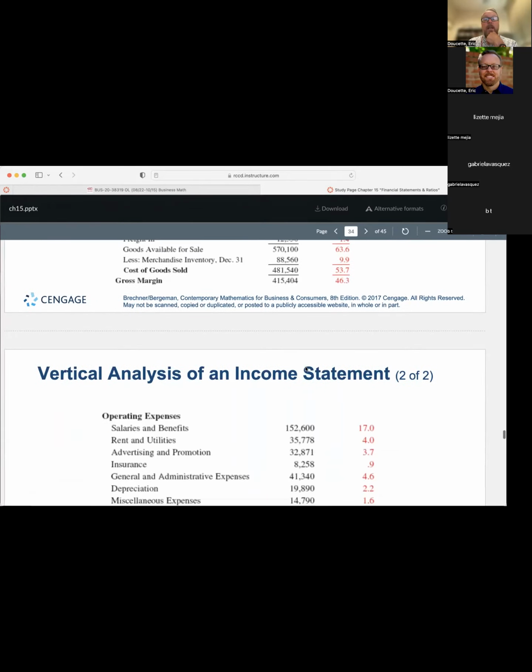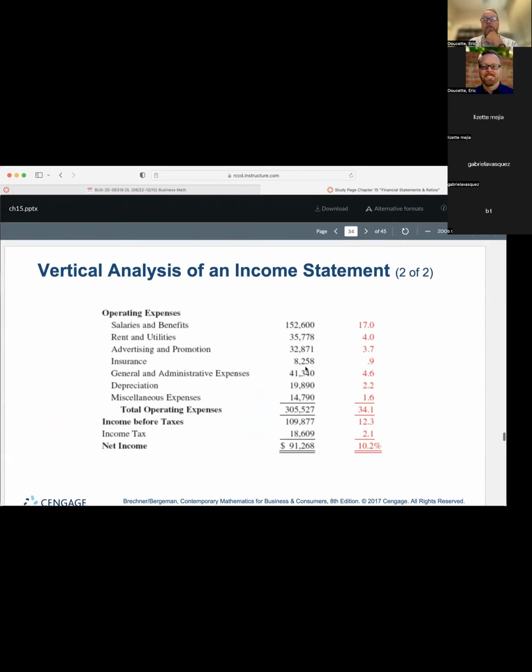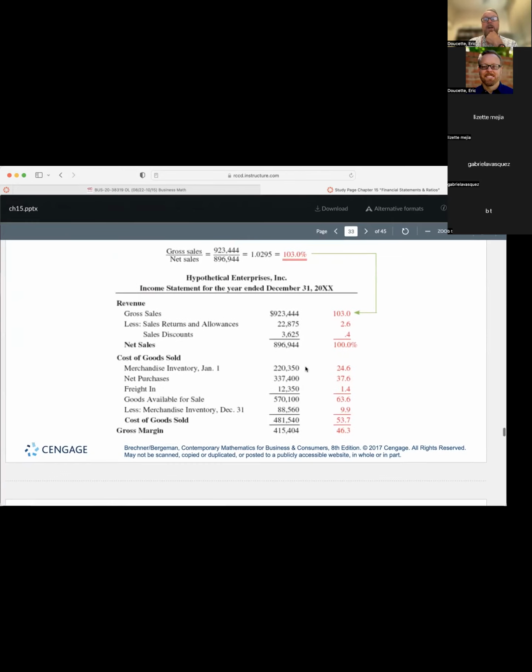And then as you go down in your income statement, I think everything is based off of that amount, the net sales. Does that make sense? Everything is based off of net sales. So if you take cost of goods sold, so how much merchandise inventory off of that amount. So is that correct if I do the math on that?